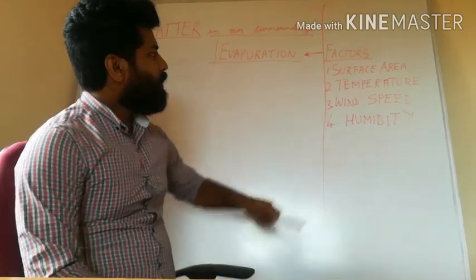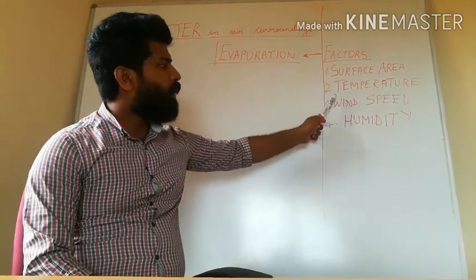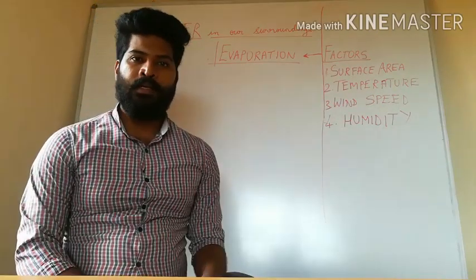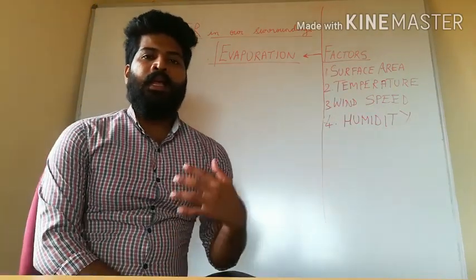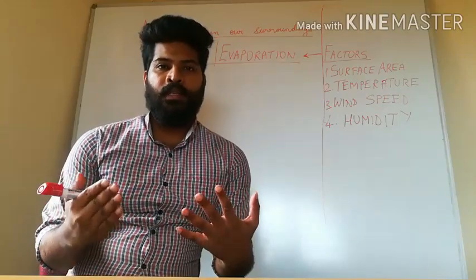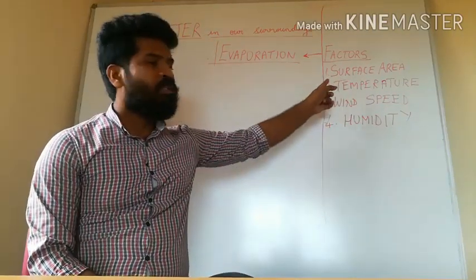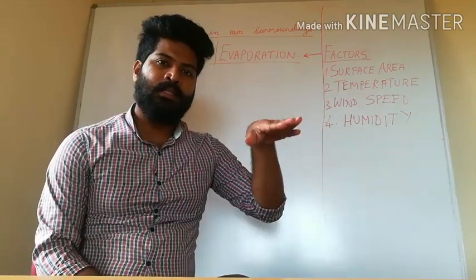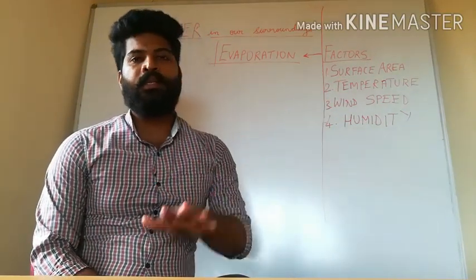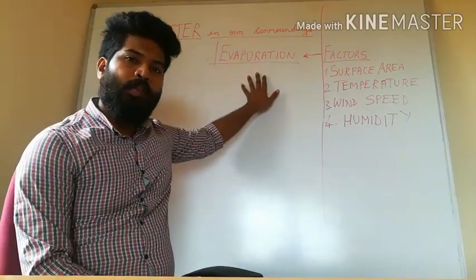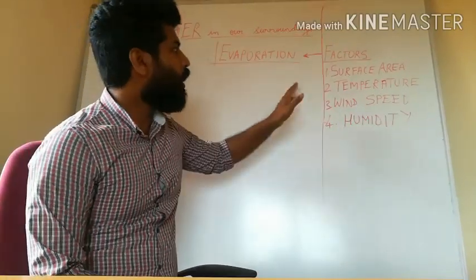So, wherein we will discuss the 4 important factors. Factor number 1, surface area. We know that evaporation is a surface phenomenon. Therefore, if we change the surface area, if we increase the area or if we decrease the area, it will definitely affect the evaporation rate.